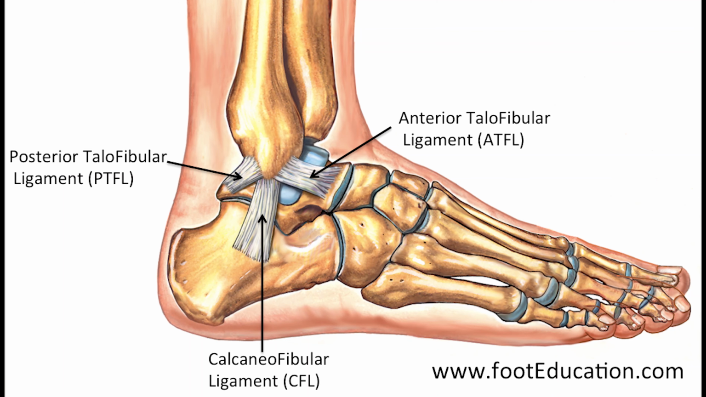The first and most common sprain is going to be the ATFL, the anterior talofibular ligament. The second is going to be the CFL, the calcaneofibular ligament. The third is going to be the PTFL, the posterior talofibular ligament. Now, when you get into complete tears of all three or the PTFL, you're looking at a long rehabilitation.